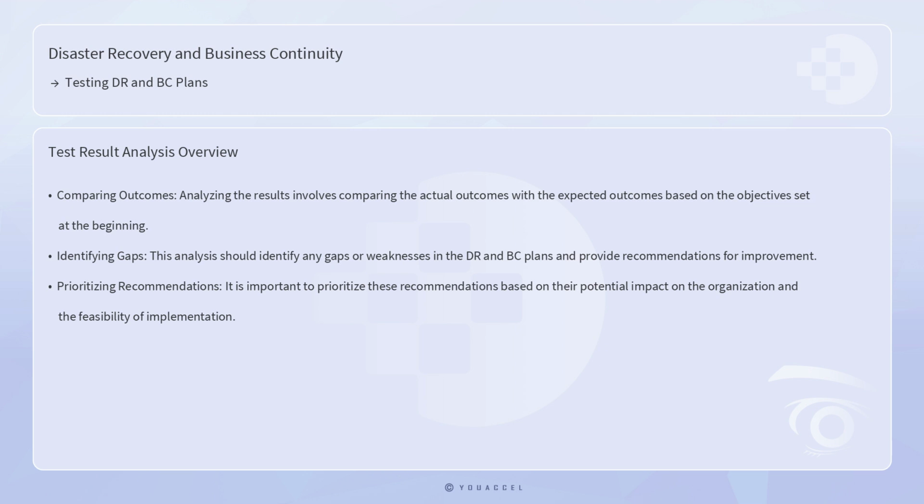Analyzing the results of the test involves comparing the actual outcomes with the expected outcomes based on the objectives set at the beginning. This analysis should identify any gaps or weaknesses in the DR and BC plans and provide recommendations for improvement. It is important to prioritize these recommendations based on their potential impact on the organization and the feasibility of implementation.